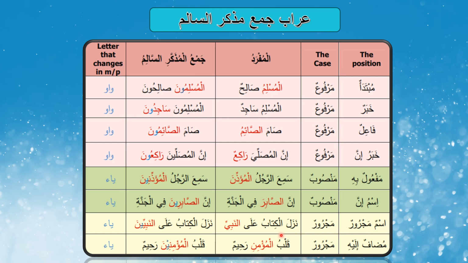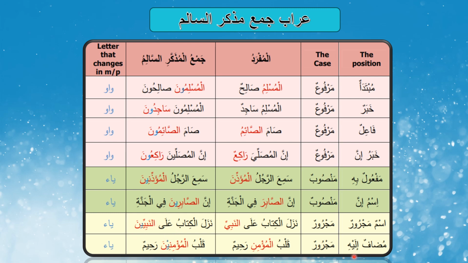Now let's see. Nazala al-kitabu ala nabi. So there is the noun with the ya and shadda. You should remember there are two yas: one from the spelling of nabi and the other ya from the suffix of the jama muzakkar in mansoob and majroor. Nazala al-kitabu ala nabi.